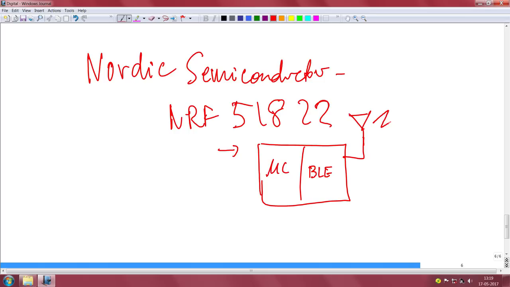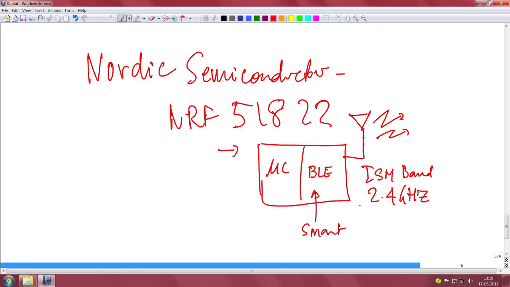As you know, Bluetooth low energy uses the ISM band frequency of 2.4 gigahertz, and is also called smart Bluetooth. In fact it is actually the BLE 4.0 system, and this has advanced now, and the latest is actually the 5.0 BLE.